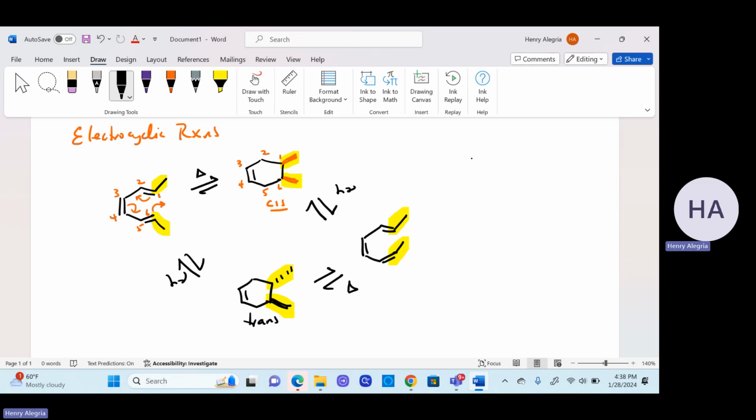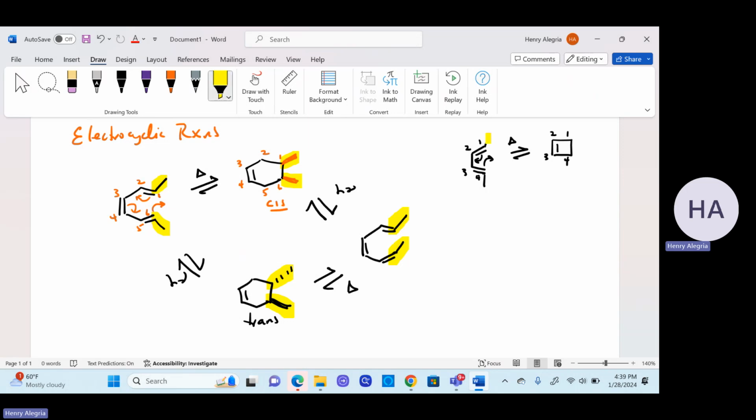I'll put it on the side here where you see the similarity. If I start off with this one, now 4 pi electrons instead of 6, which is what you had on the one on the left. Again, if I treat this with heat, this is 1, 2, 3, 4. 4 reaches over, forms a bond with 1, and the pi electrons move over like that. So I end up forming cyclobutene. This is 1, that's 2, that's 3, and that's 4.